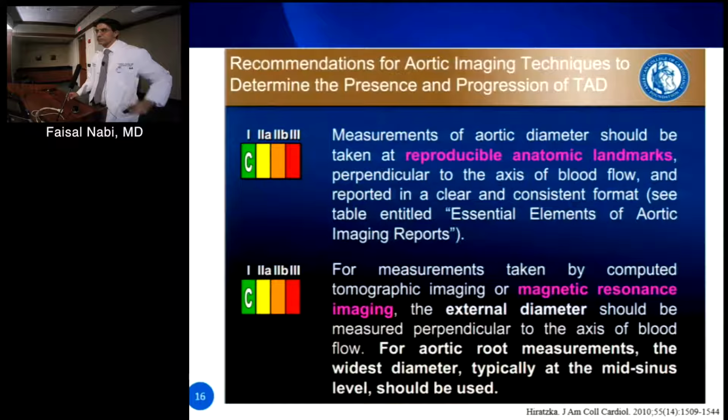So this is just the guidelines from the thoracic aortic guidelines. Again, just hitting the main points that I hoped I made: you want to make these measurements at reproducible landmarks, you want to do it axial to the flow of blood, and you want to measure external to external.